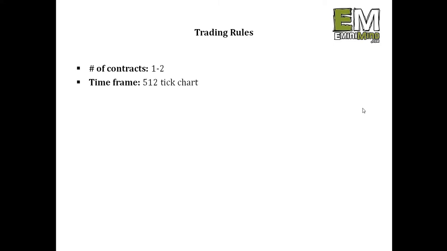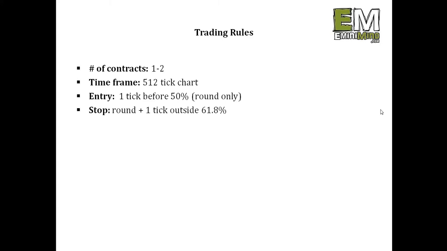The time frame we're looking at is the 512 tick chart. The entry will be 1 tick before the 50%, and actually that'll be tick, not ticks. 1 tick before the 50, and I will only round. So as I mentioned before, if we're at 1531 and I'm looking for a long, I will just round to 1550. So I won't round and add a tick, I will just round only. And then for the stop, essentially 2 ticks outside of the 61/8, but what we're doing is rounding down and then adding a tick.